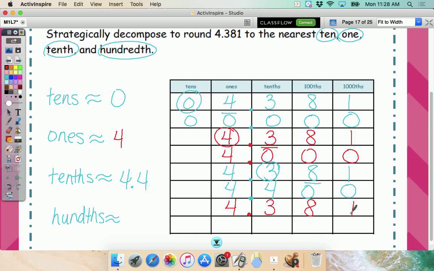Which digit is in the hundredths place, Diana? Okay, so I'll circle the 8. Very good, and underline the 1. So I'm looking at the 1. Find the 1 on the roller coaster. Decide if I keep the 8 the same or I add 1.